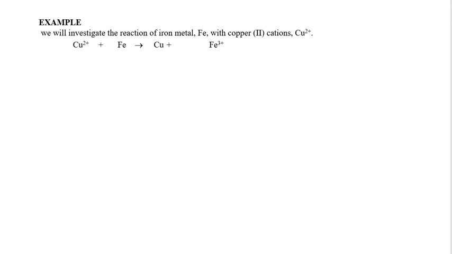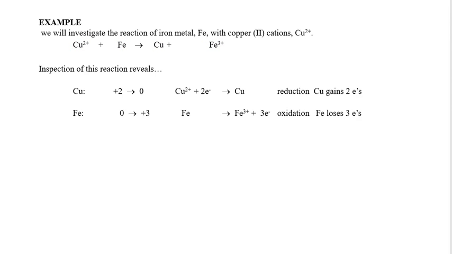Alrighty, let's look at a reaction of copper 2 with iron. Copper 2 is making copper, iron making iron 3. If we look a little bit closer into that, you'll see that copper goes from plus 2 to 0, and iron goes from 0 to plus 3. So when copper goes from plus 2 to 0, for that to happen, copper has to combine with 2 electrons to make a neutral copper. For iron to become iron 3, 3 electrons have to be separated from the iron.